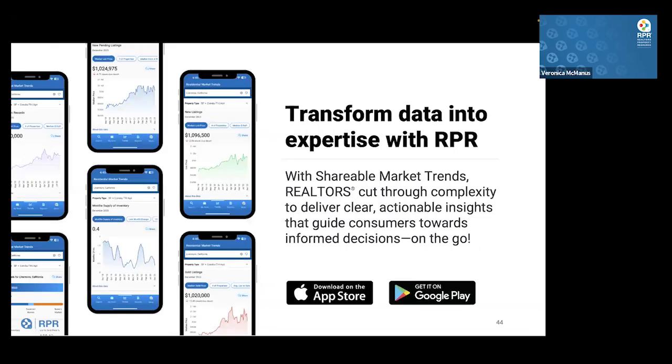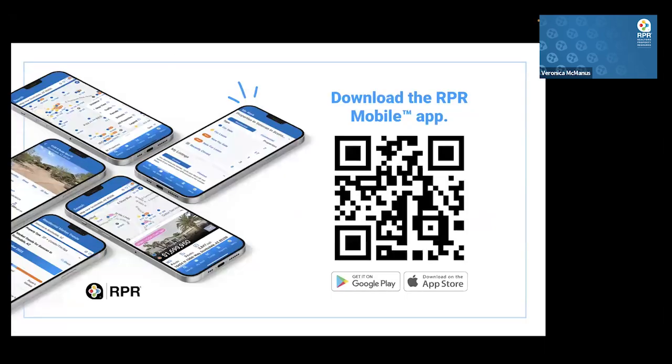So take all of that we talked about, and also all the items that I referenced on the first slide, especially points of interest and our heat maps, all available with RPR. So if you don't have the RPR mobile app, go to the App Store or go to Google Play and download it today. You can also use this QR code to bring you to those sites.